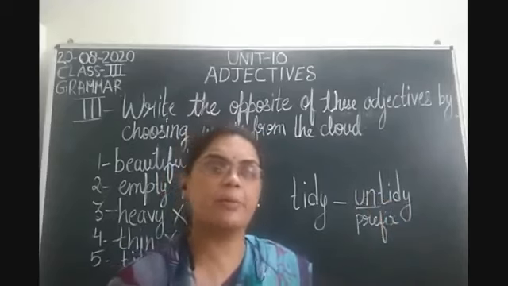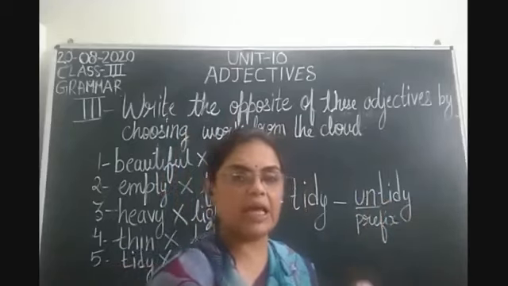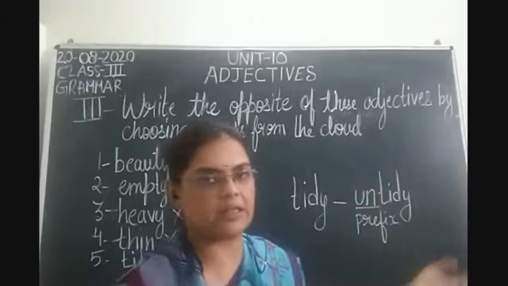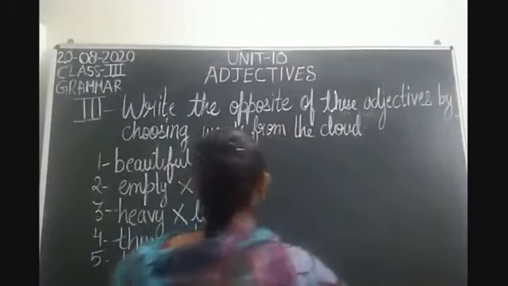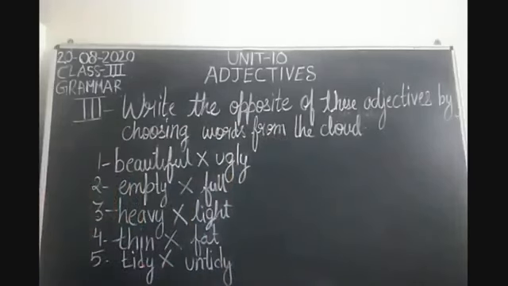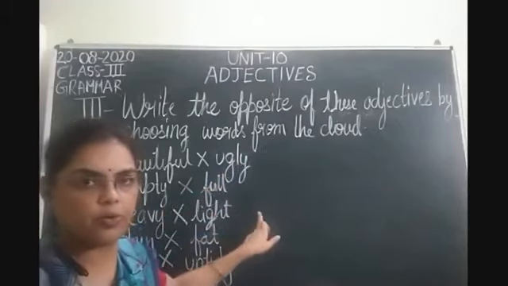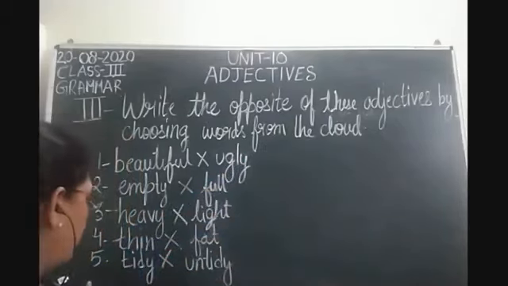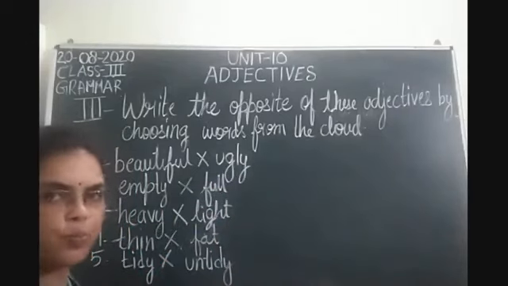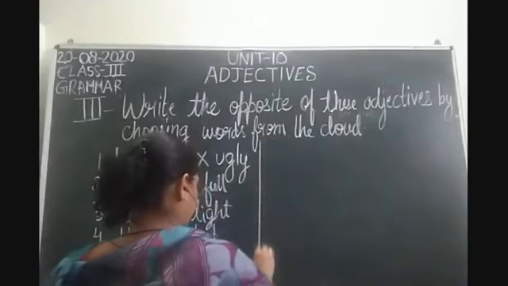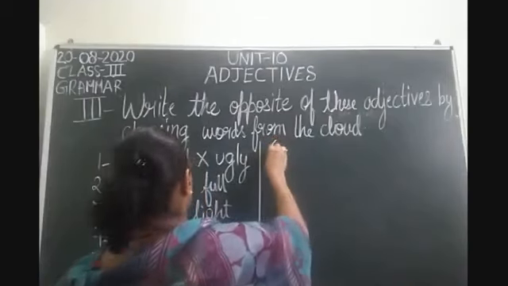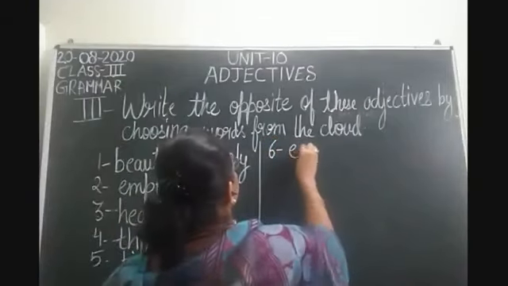प्रीफिक्स है। प्रीफिक्स हमेशा वर्ड के पहले लगते हैं और उसका मीनिंग ऑपोजिट कर देते हैं। Now, the sixth word is, I don't have space over here children, तो sixth वाला मैं यहाँ पे लिखूंगी, बट आपके बुक में वो टाइडी अनटाइडी के नीचे है, so you please write below it. Fine. So I'll be writing the sixth word, that is expensive.